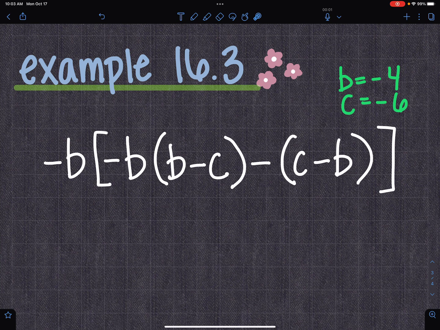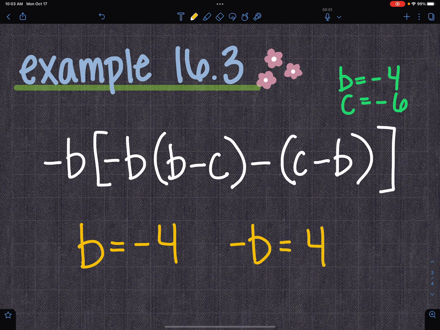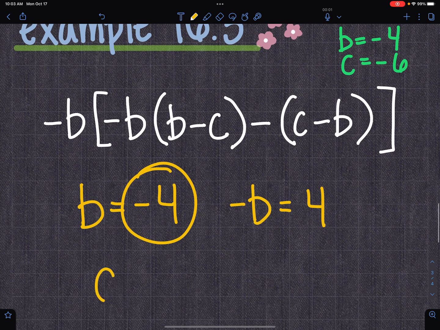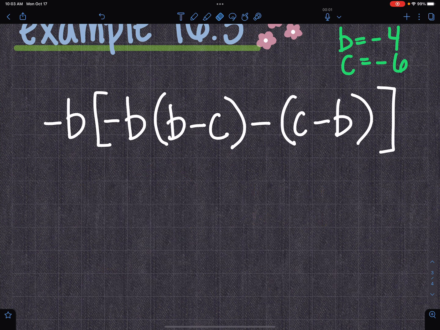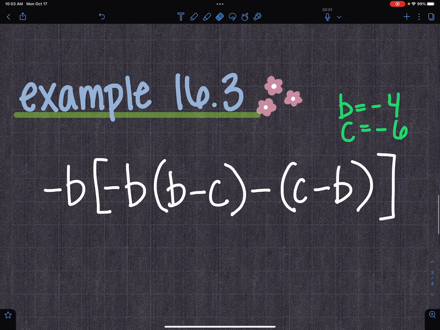So what I'm going to decide is whenever there's a B, I'm going to plug in -4. Wherever there's a negative B, I'm going to plug in 4 because it's the opposite of this. Wherever there's a C, I'm just going to plug in a -6. And wherever there's a negative C, I'm going to plug in a +6. That's the method. So let's just do that. Let's see if I can just do it right here and just erase.